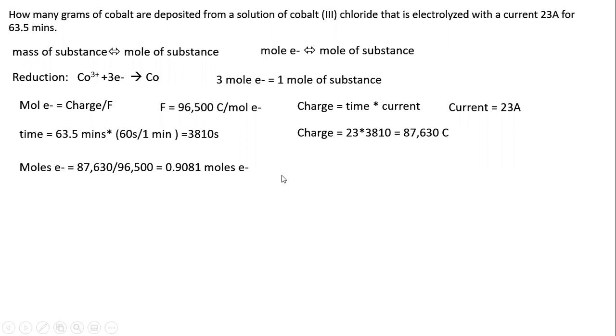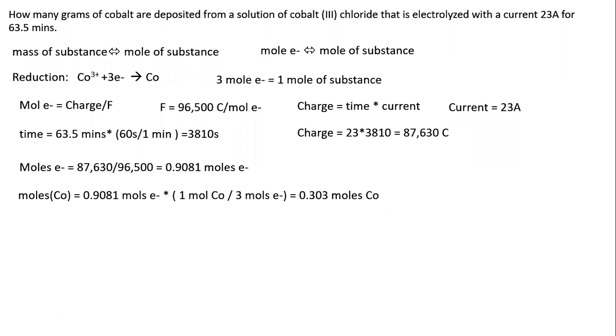Now that we have the moles of electrons, we can find the moles of cobalt. Remember, it's a 3-to-1 ratio, 3 moles of electrons to 1 mole of cobalt. And then we can find the mass of cobalt. So here it's going to be about 17.8 grams of cobalt plated.